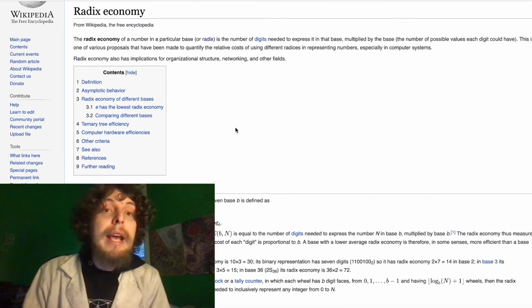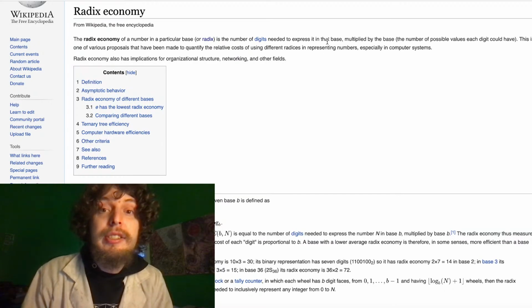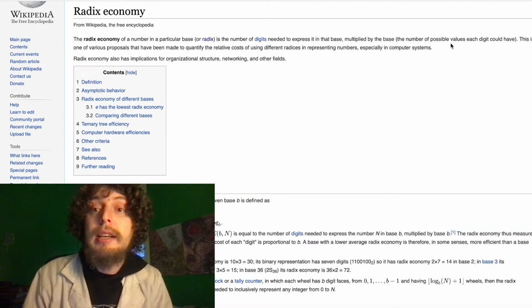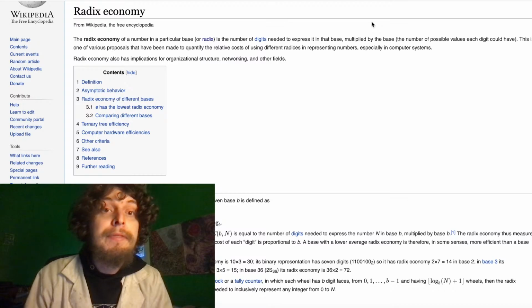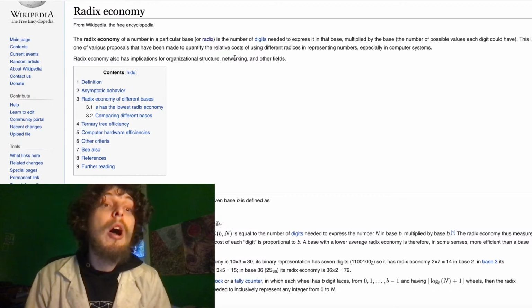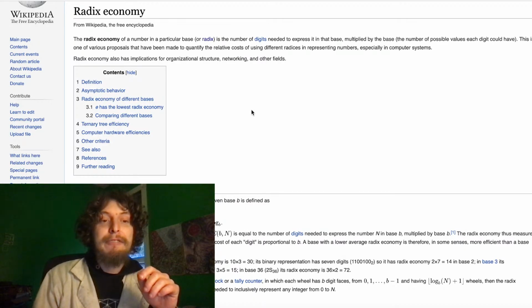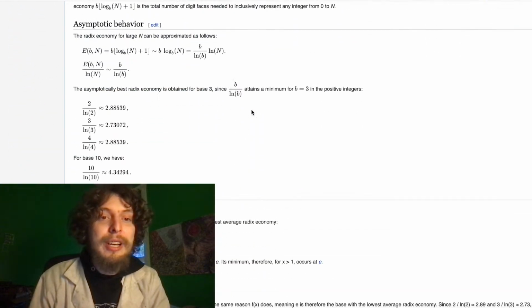The number in a base, to express it in the base, is the number of digits it needs multiplied by how many symbols there are. So this is one way of calculating how efficient a base is: how many digits it takes to make a number multiplied by how many digits you have to memorize. Just one way of quantifying it. And it would be maximized by base e. But base e is not that efficient, so base 3 is better.